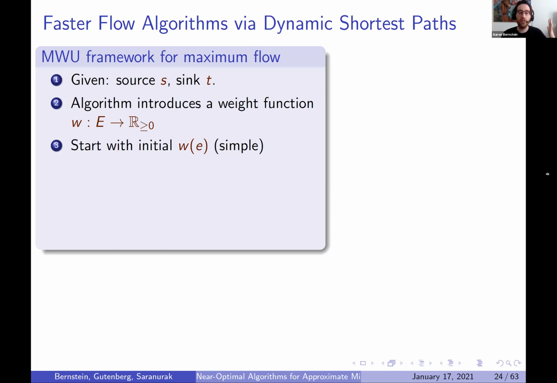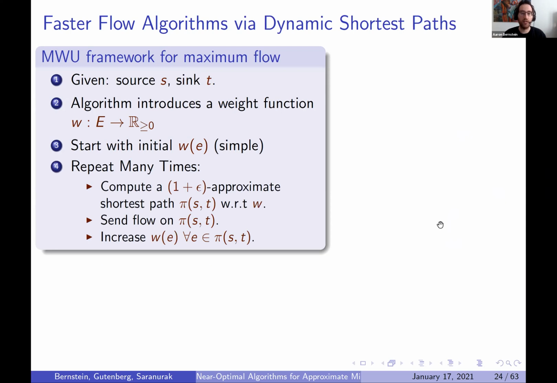You're given a source and a sink, and you want to solve flow. What you do is introduce a weight on every edge. This is an internal weight used by the algorithm, and it starts with some simple initial weight function. Then, at a very high level, the algorithm computes an approximate shortest path from S to T given your weight function, sends flow on that path, increases the weights of all the edges on that path, and then repeats.